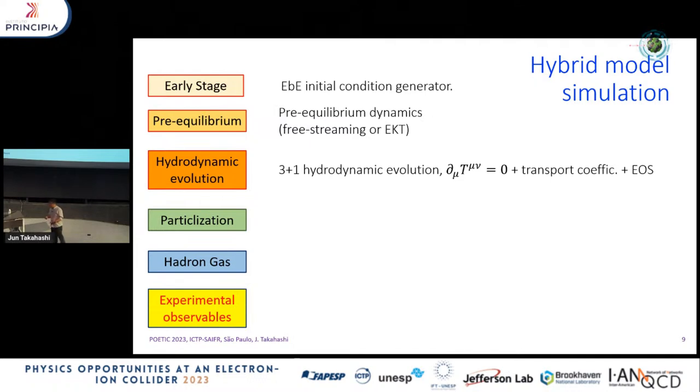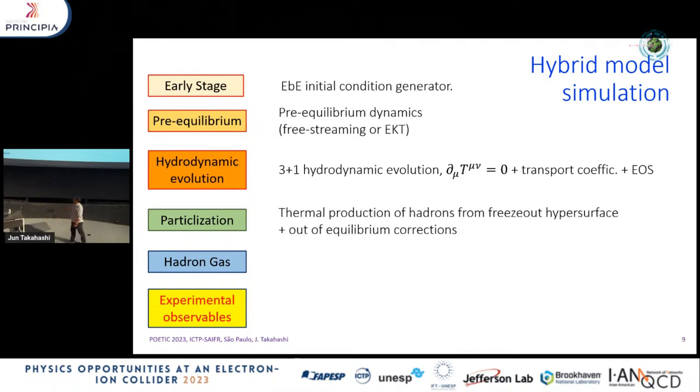As I said, the system evolves, achieves particlization, it cools down, and you form particles together, right? So we have this thermal production of hadrons on this freeze-out hypersurface from the hydrodynamic evolution. Once these particles are created, they still interact, so you have to do some hadronic cascading. So we simulate the hadronic cascading after particlization.